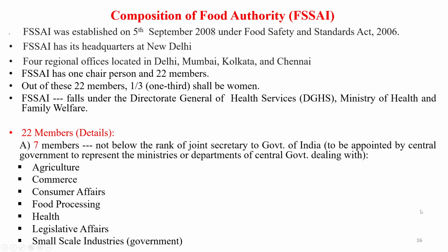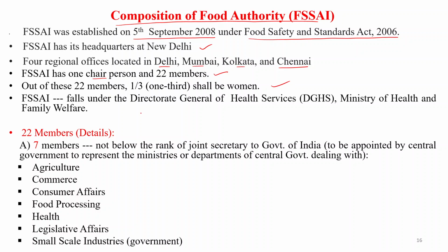Now coming to the composition of FSSAI. As we know, FSSAI was established on 5th September 2008 under the FSSAI Act, that is the Food Safety and Standards Act 2006. FSSAI has its headquarters at New Delhi. It has 4 regional offices located in Delhi, Mumbai, Kolkata, and Chennai. Now FSSAI has 1 chairperson and 22 members. Out of these 22 members, one third shall be women.